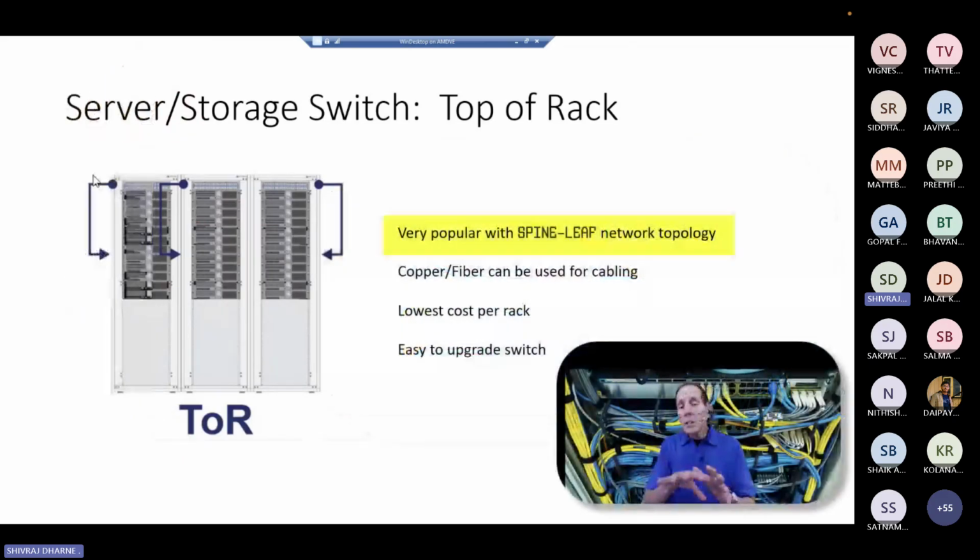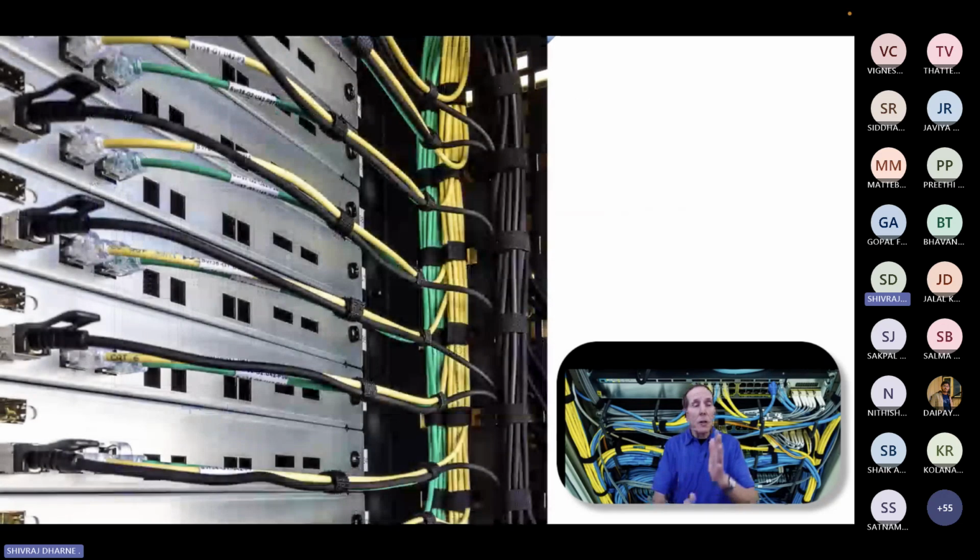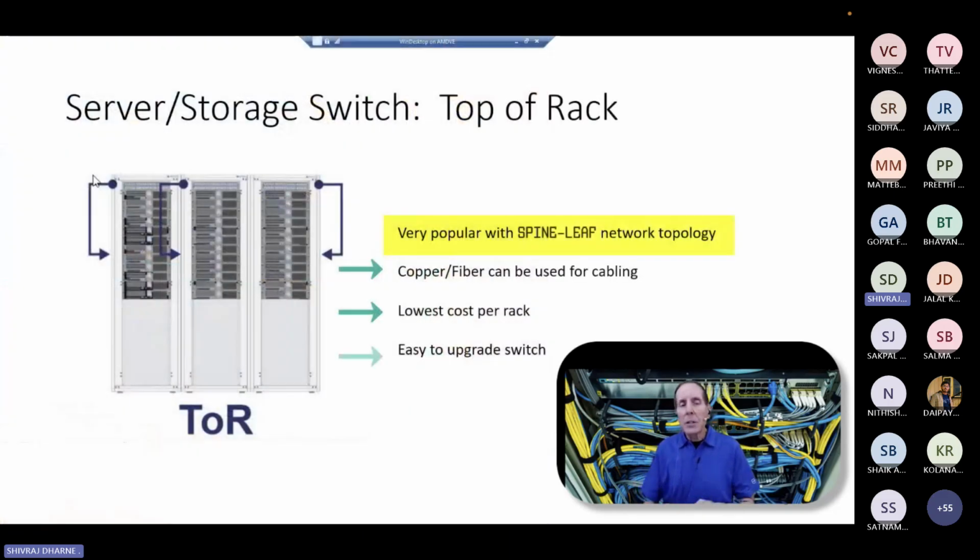So when our data center is designed with the spine leaf network topology or architecture, we typically see top of the rack switches. Copper can be used because we can use twisted pair. We have short distances to the switch from the server in the rack, and we get the lowest cost per rack. It's easy to upgrade that switch. Pull a low bandwidth switch out, put a higher bandwidth switch in, and voila, we're ready to go.